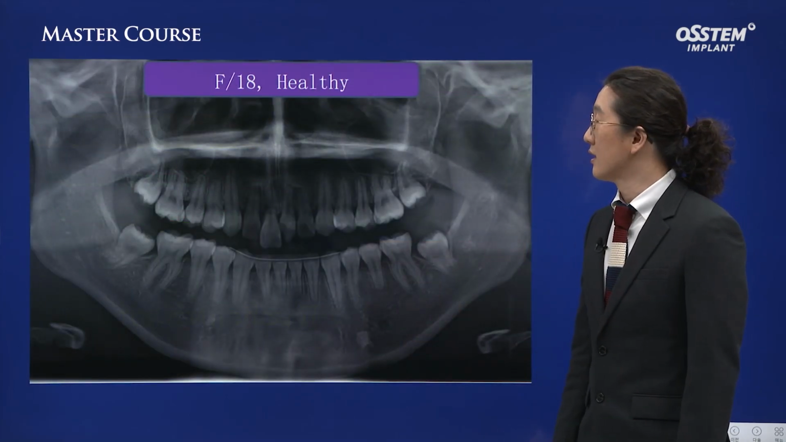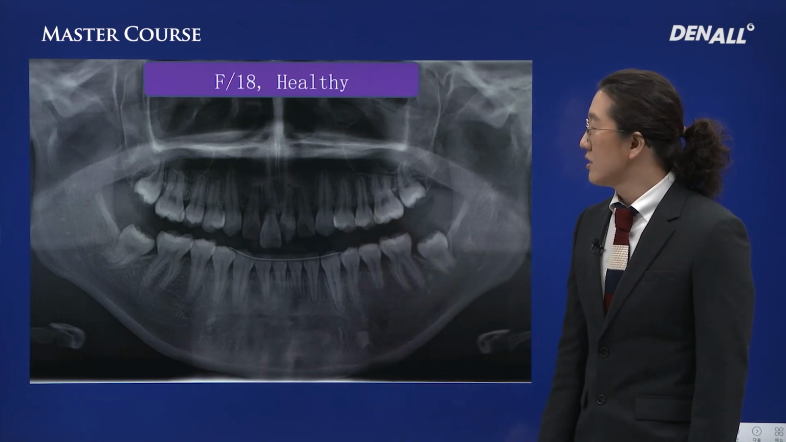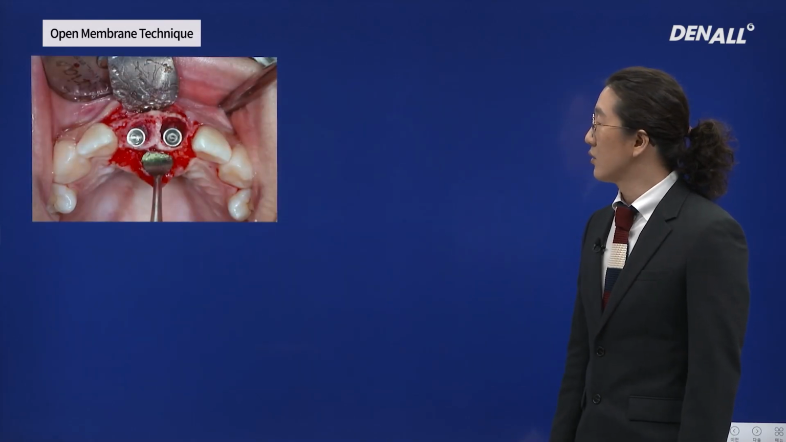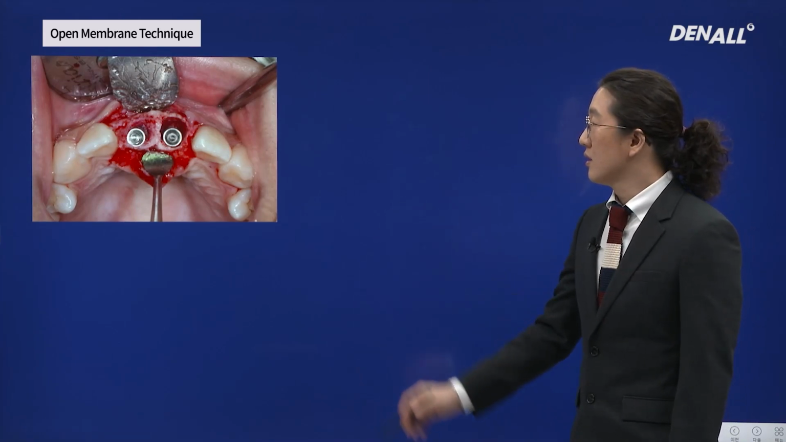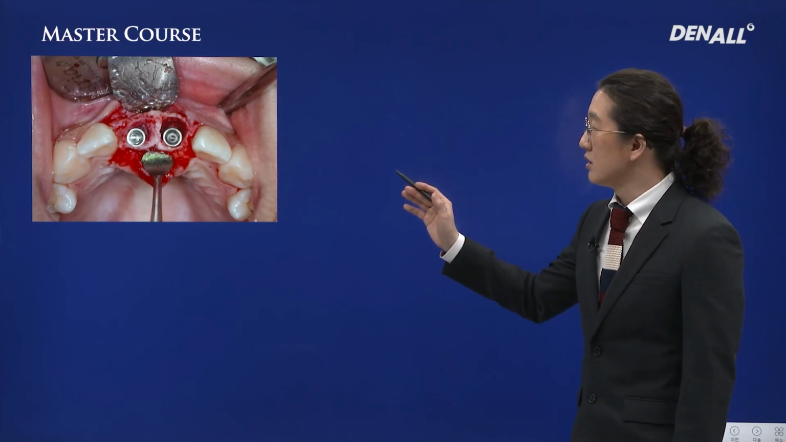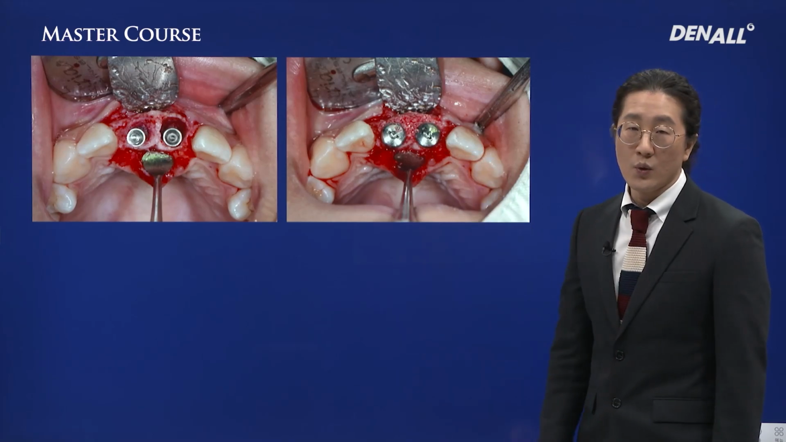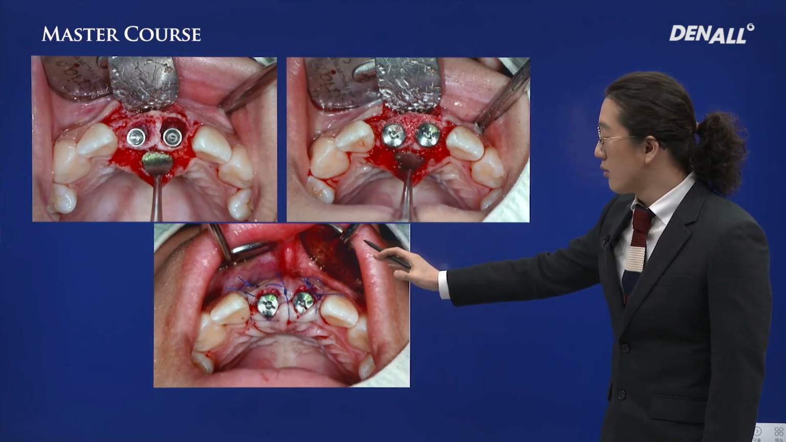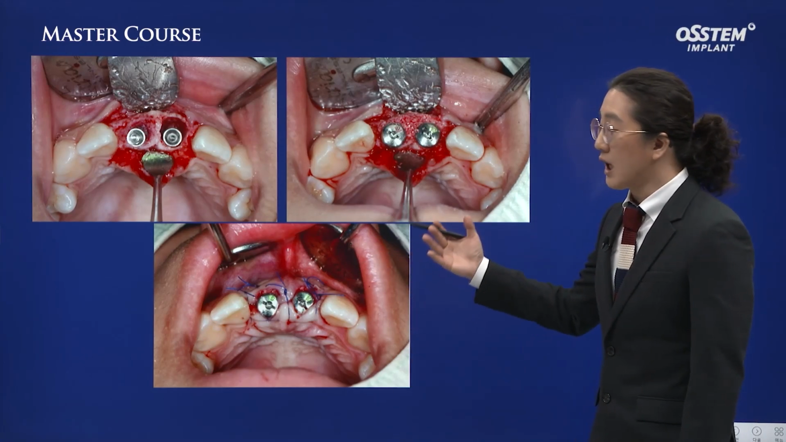The patient is an 18-year-old female patient. The patient was healthy. You can see that there are issues with teeth number 11 and 21. Two teeth were extracted and implants were placed. Especially in number 21, immediate implant placement was performed. In the desired position, implant was placed, graft was done, and open membrane technique was used, and suture was done. You can see that part of the membrane is exposed.